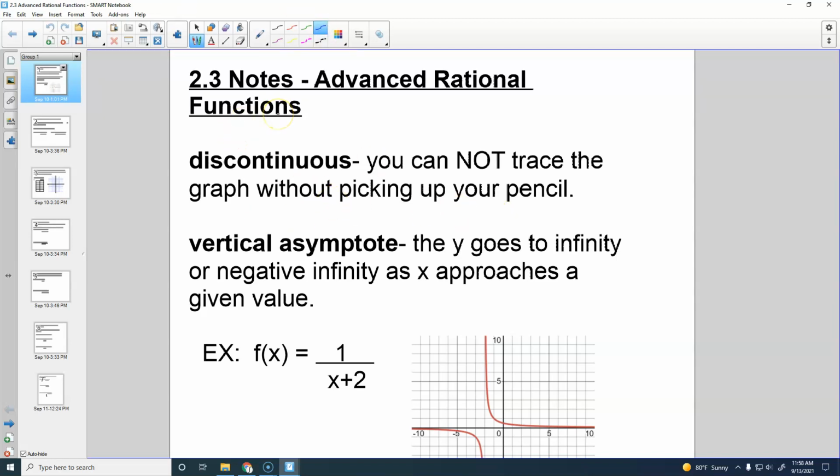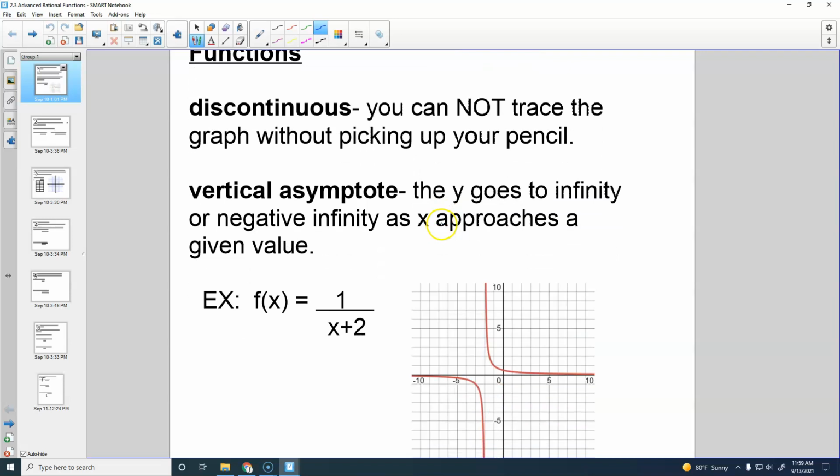All right, so advanced rational functions. What we're going to be talking about today are discontinuities. So discontinuities are very simple to explain. It's just you cannot trace the graph without picking up your pencil, right? At some point, you would have to pick up your pencil and move it to get to the rest of the graph. So the first type of discontinuity that we are going to look at are vertical asymptotes.